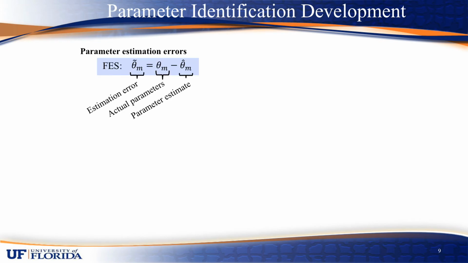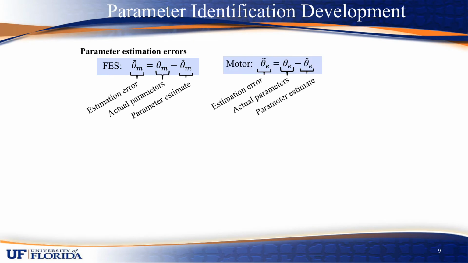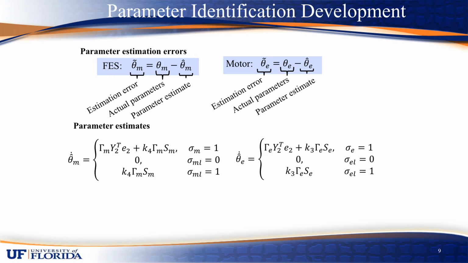The second control objective is achieved by defining an FES parameter estimate error and a motor parameter estimate error. The parameter estimate errors consist of the actual parameters minus the parameter estimates. The FES and motor parameter estimates are shown.